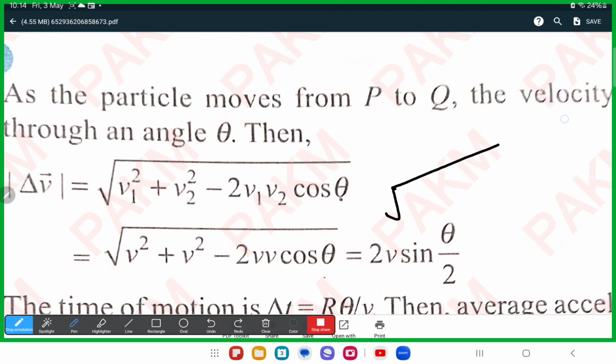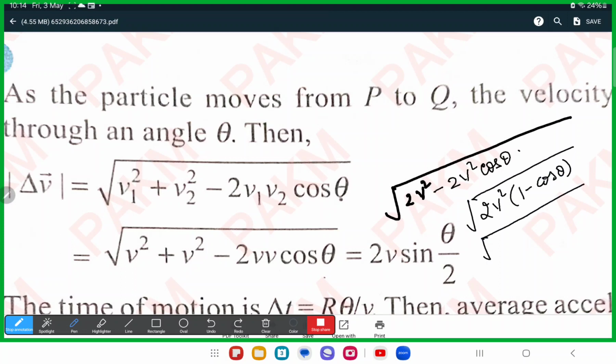Now here it will become 2v square minus 2v square cos theta. Once you take 2v square common, it is 1 minus cos theta. Now here we will apply the cos theta formula. This is a half angle formula. We will apply 2v square times 1 minus, 1 minus 2 sine square theta by 2. But here it is going to be plus.